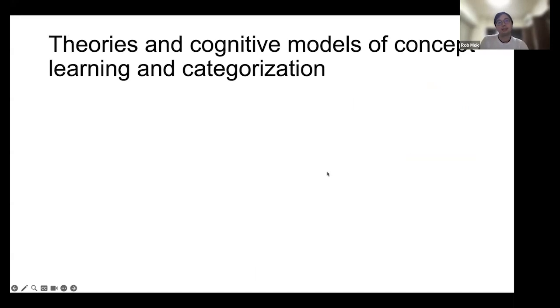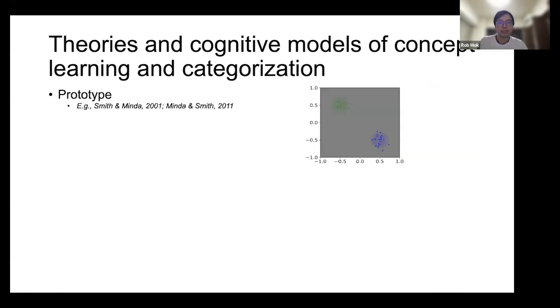And so how do we do this? In cognitive science, we have lots of theories of learning and categorization. Most basically, the prototype theory. Here's a toy illustration. So you have birds at the top here, and mammals at the bottom here.